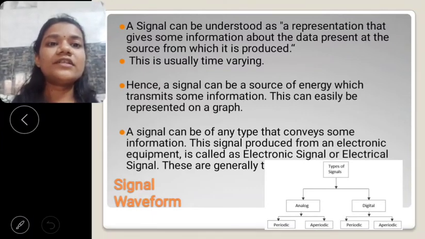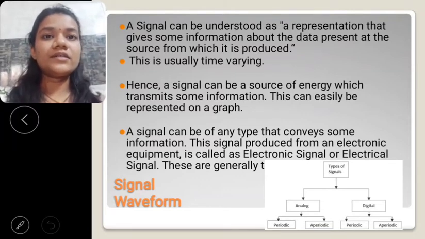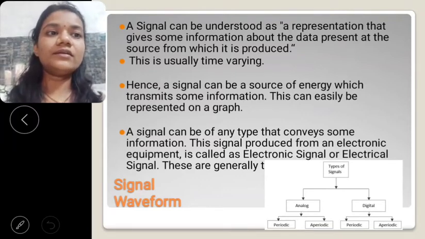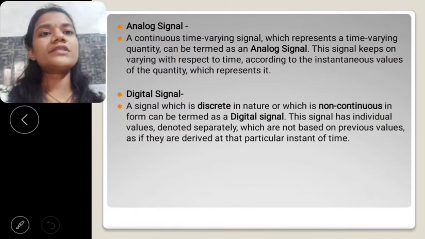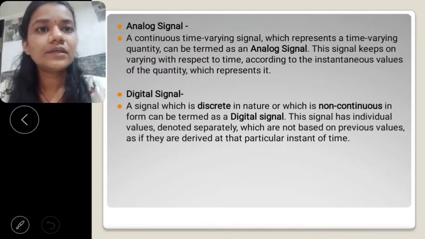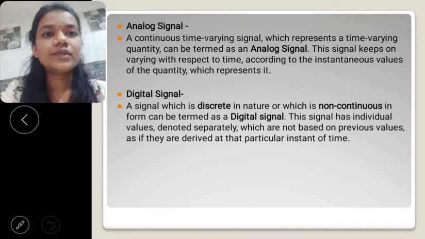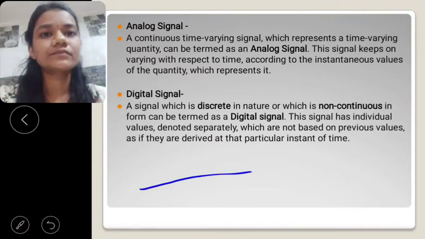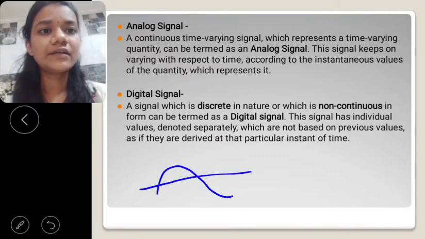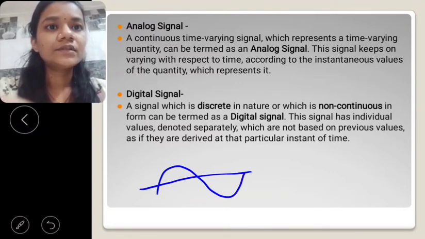There are two types of signal: first is analog, second is digital. In analog and digital there are also two types, that is periodic and aperiodic. Now first is analog signal. An analog signal is nothing but a continuous signal which represents a time varying quantity. It is a continuous signal varying with time. This signal keeps on varying with respect to time.